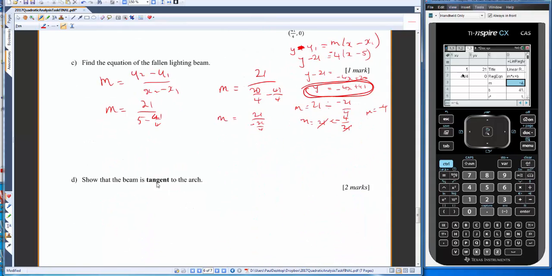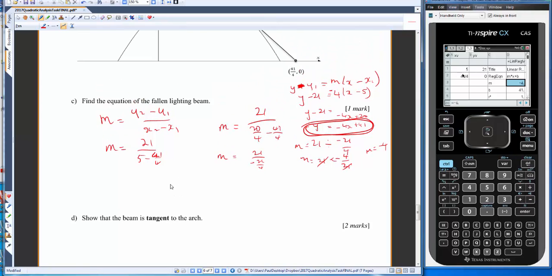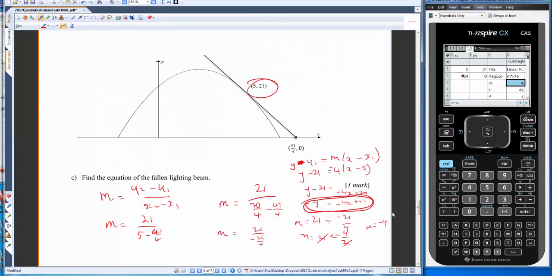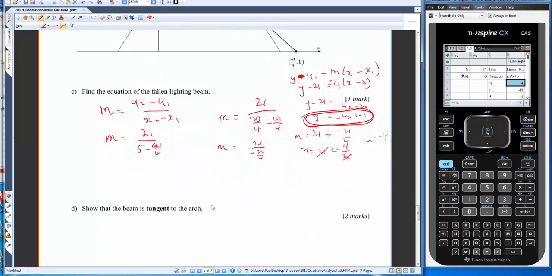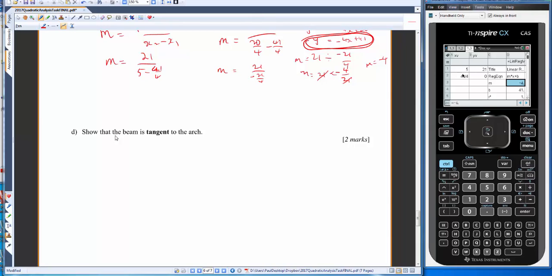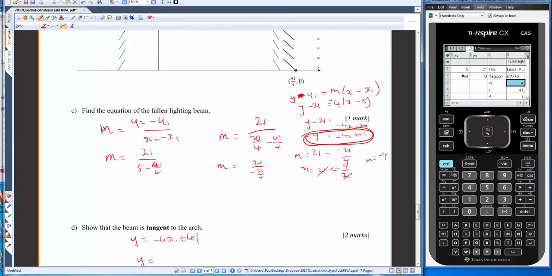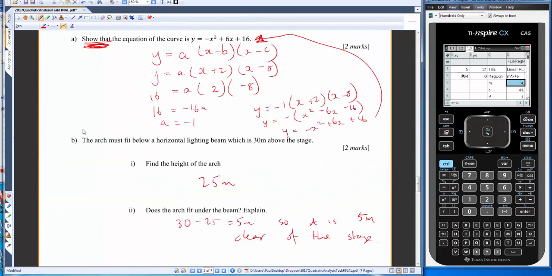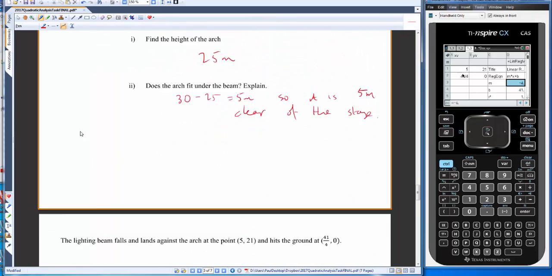Alright, show that the beam is a tangent to the arch. Now what a lot of you did was solve this simultaneously. So what you did is you used this formula that you found and you solved it, and then the solution you got was (5, 21). It wasn't quite what we were looking for full marks in this one. So show that the beam is a tangent to the arch. Well, let's consider our 2 equations. We've got y equals negative 4x plus 41 and y equals, I just need to drop back to the other page there, it was negative x squared plus 6x plus 16.